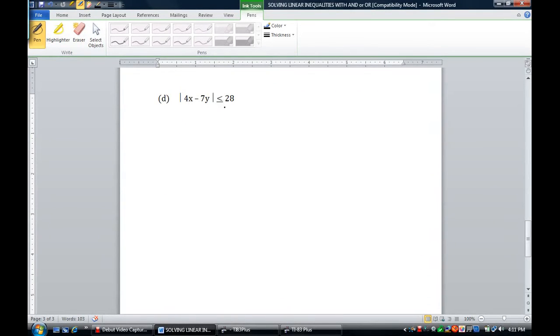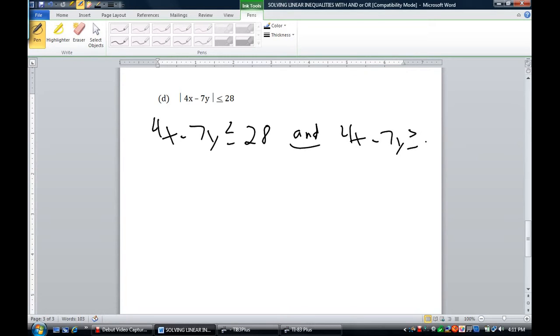Notice the absolute values and the less than equals to sign. It means we have two equations. We have 4x minus 7y less than or equal to 28. Since it's less than, that's an AND. So we'll have 4x minus 7y greater than or equal to negative 28.